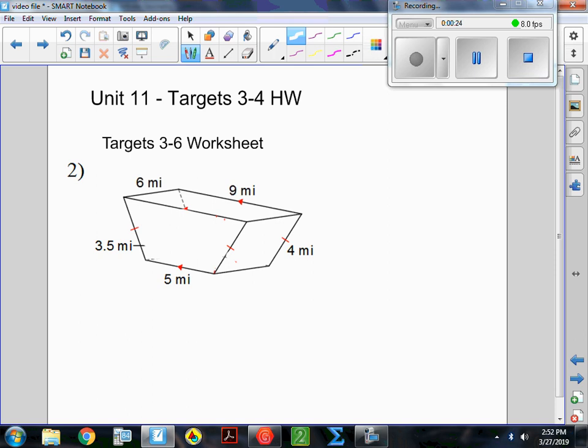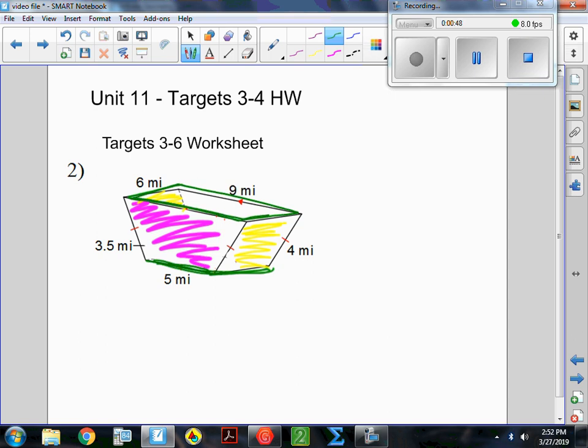There's a trapezoid in the front. Okay, there's a trapezoid in the back. And then there are rectangles everywhere else. So the rectangles are going to be this rectangle on the side, and then there's another one over on the other side. There's a rectangle on the bottom, and then there's a rectangle on the top. So that's the shape that we're looking at.